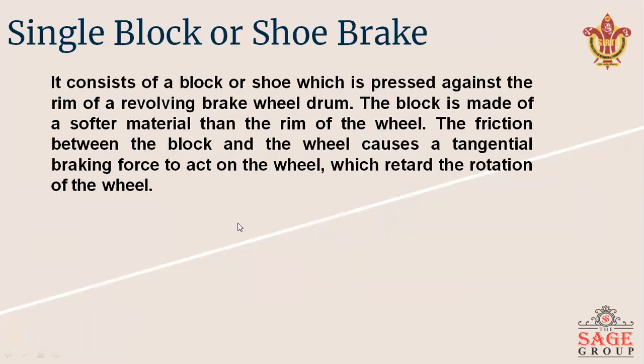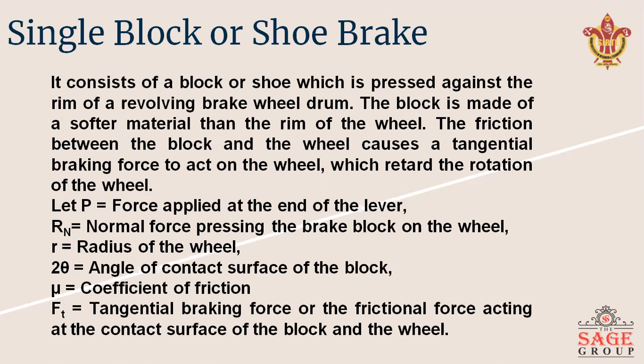This is the single shoe brake. It consists of a block or shoe which is pressed against the rim of the revolving brake wheel drum. The block is made of softer material than the rim of the wheel. The friction between the block and the wheel causes a tangential braking force to act on the wheel, which retards the rotation of the wheel. These are the terms which are used in the single block brake.